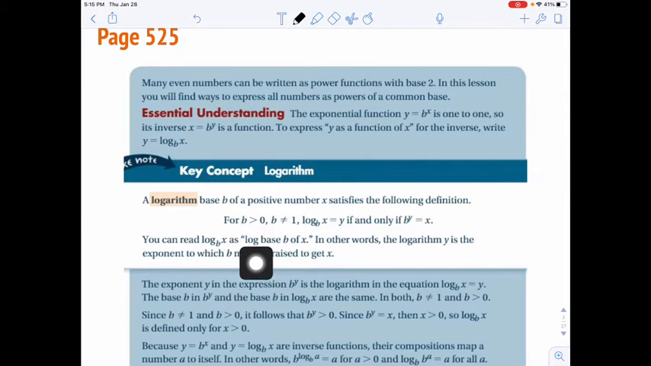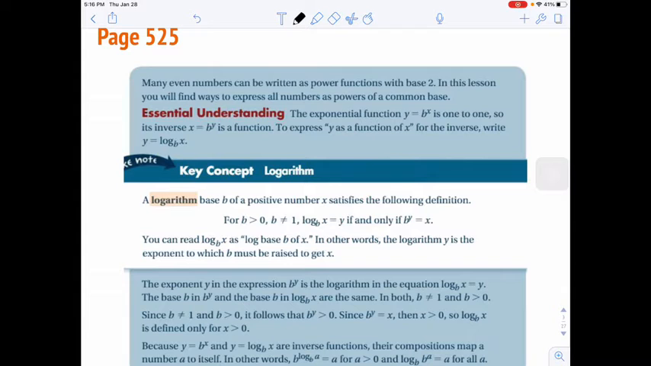You can read this as log base b of x. In other words, the logarithm y is the exponent to which b must be raised to get x. The exponent y in the expression b to the y power is the logarithm in the equation log base b of x equals y. The base b in b to the y power and the base b in log base b of x are the same. In both, b can't be 1 and b is greater than 0.